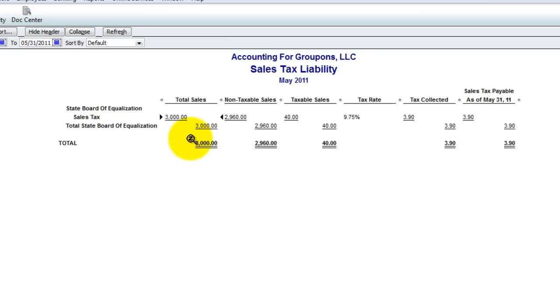Notice how this breaks down. Total sales were $3,000, but because I discounted on a non-taxable basis the $40, non-taxable sales come down to $29.60. I have taxable sales of $40. And I'm getting 9.75% of that, or $3.90. That, my friends, is how a Groupon becomes a sale.